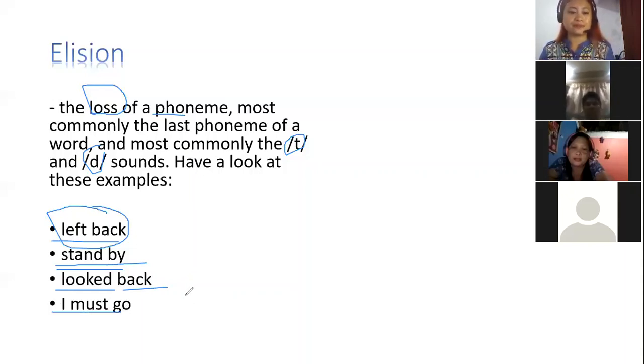I must go. Okay? I must go. Must. So I just say must, no T sound, not I must go. I must go. This is look back, not looked back. Okay? Look. Not looked back. It's look back. Okay, you're doing well. Good job, guys. Okay, moving on.